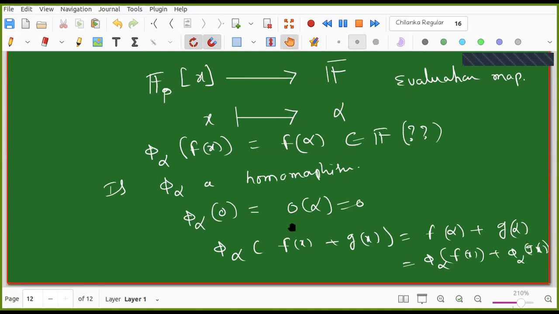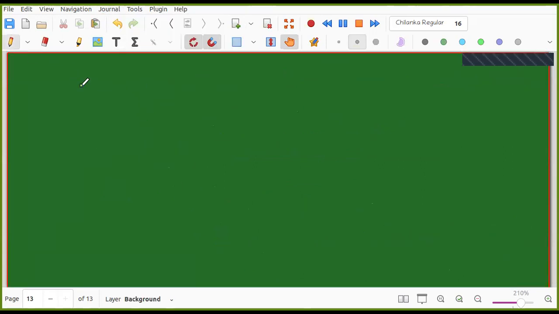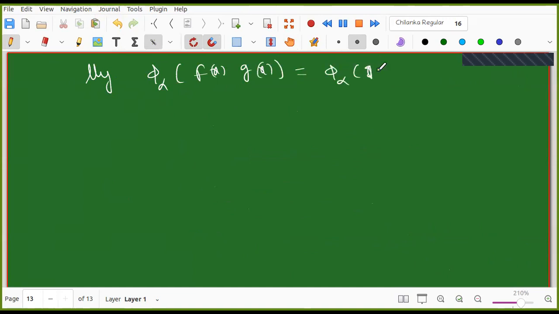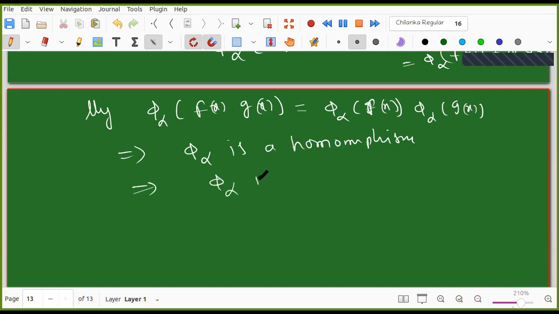Similarly, multiplication is also easy to check. Phi alpha of f(x) times g(x) is equal to phi alpha of f(x) times phi alpha of g(x). So this much is okay. So it is a homomorphism, which implies phi alpha is a homomorphism. Now what is the next question? Is phi alpha onto?